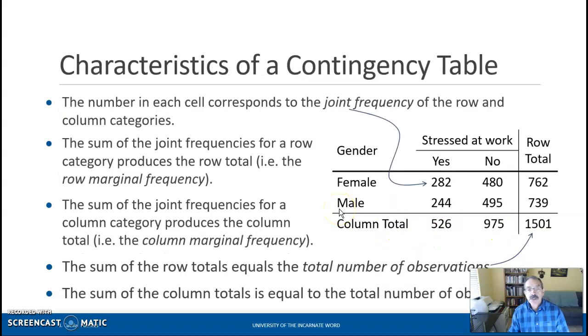So in this other slide, I explain in detail what these things are. These four numbers here are called the joint frequencies. These numbers here are called the row marginal frequencies, and these are called the column marginal frequencies. And this is the total number of observations.